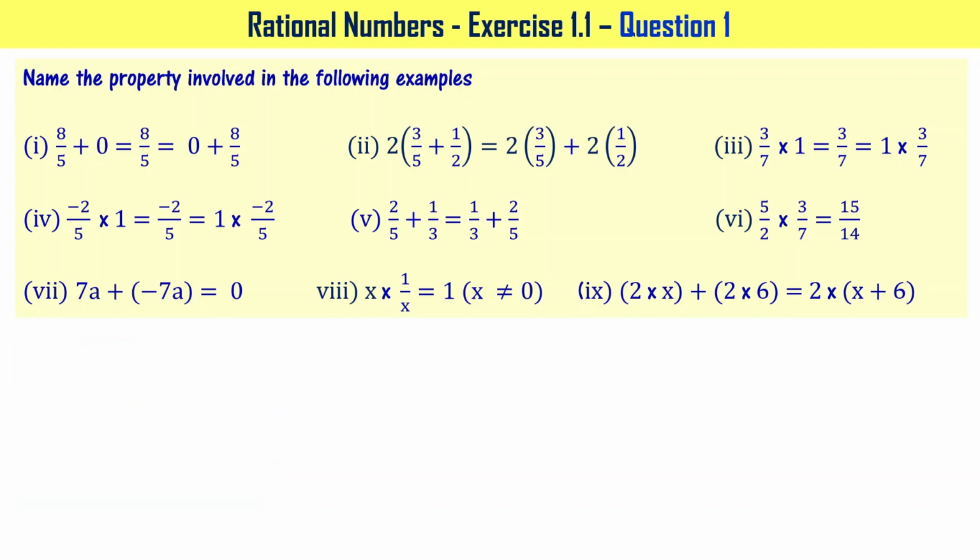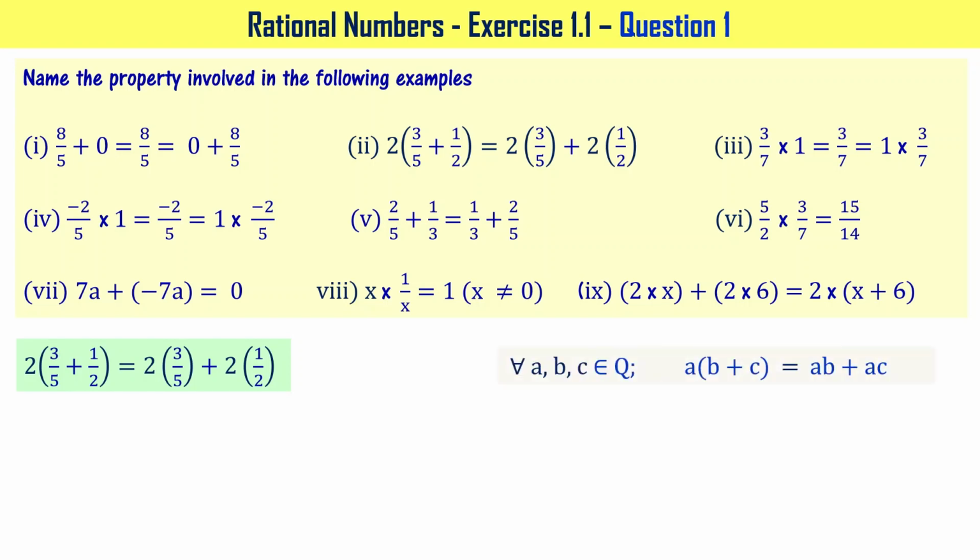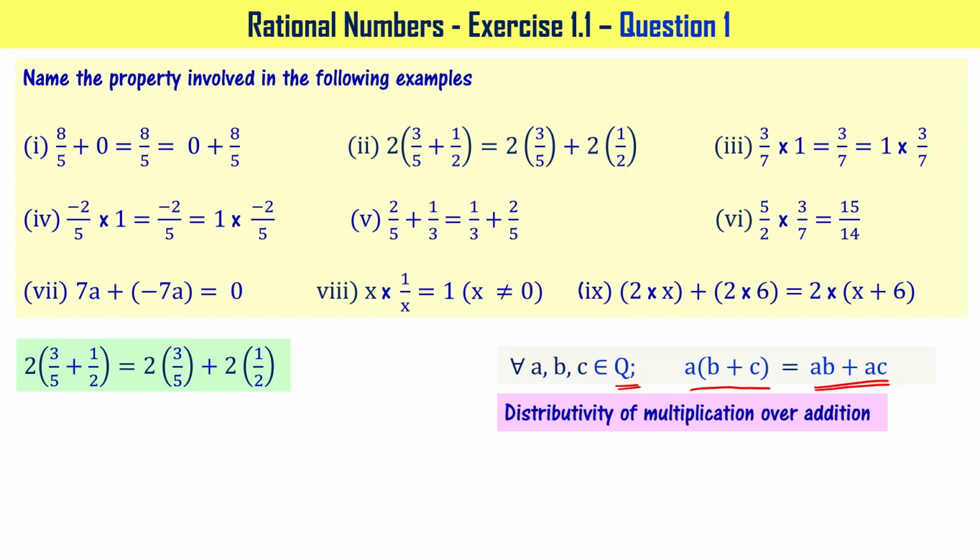Let us consider the second example. 2 times 3 by 5 plus half equal to 2 times 3 by 5 plus 2 times half, right? We learned that for all a, b, c belonging to Q, where Q represents the rational numbers, we can write a times (b plus c) equal to ab plus ac. This particular property is called distributivity of multiplication over addition.